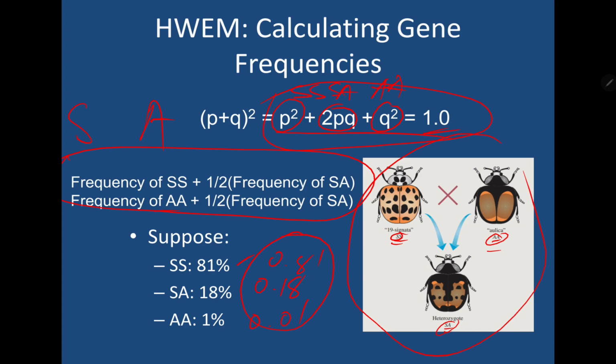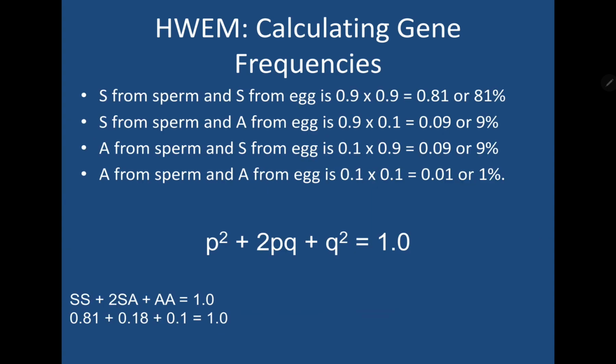So what are the frequencies then? For SS, it's 81% or 0.81, plus half the frequency of SA, which is half of 18%, which is 0.09. So you get 0.9 for the frequency of S. Okay, that's for the frequency of S alleles. On the other hand, for A, it's 0.1. So again, take note of that. S is 0.9, A is 0.1.